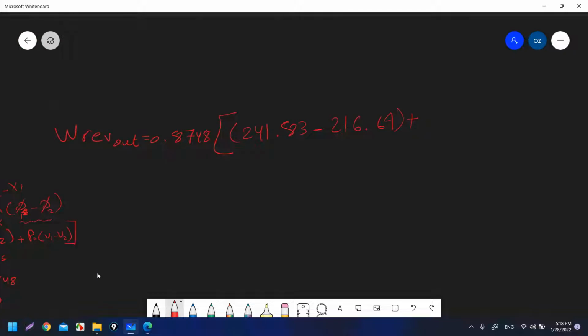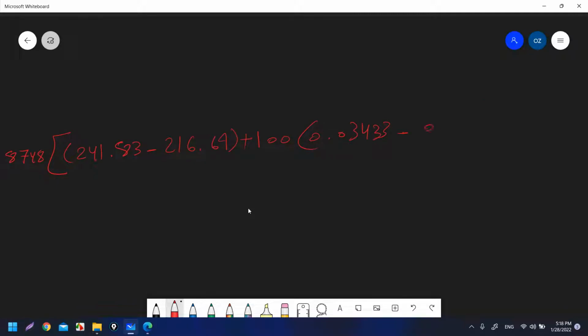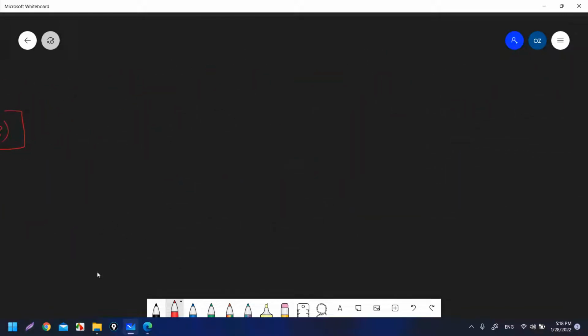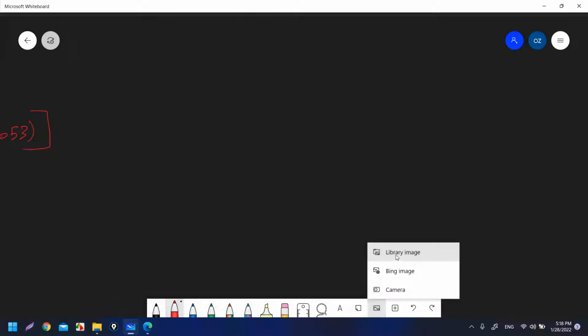So I will go directly to the pressure term: P naught, 100 kilopascal, times V1, 0.034295, minus V2, 0.12053. This will give me the answer for the reversible work out, 14.5 kilojoule, which is also equal to the change in exergy, X1 minus X2. That is for this question. So the next question is 8.37.